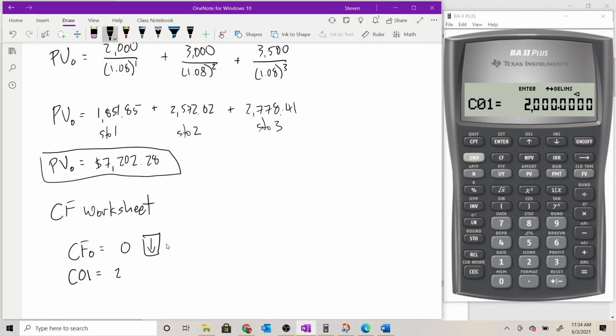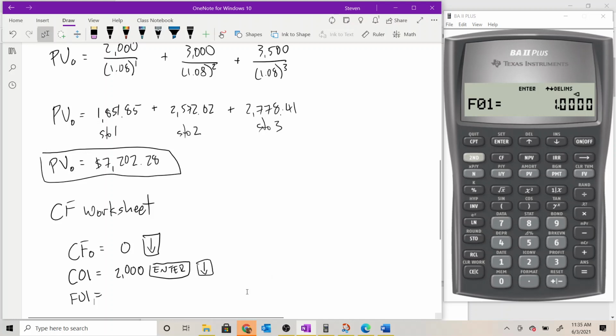So on C01, we entered a positive $2,000 because it was a cash inflow. Then we hit the enter key to store it. And once that's stored, we're going to hit the down arrow key to go to the next entry. When I hit that down arrow key, I get F01. F01 stands for the frequency of cash flow 1. That is, how many times in a row do you see the cash flow that you put on the C01 key? For us, that was $2,000.